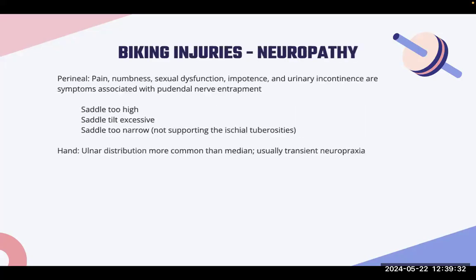And then the last one is neuropathy. Two main ones. There's perineal neuropathy. It's all because of the saddle, whether the tilt is excessive, the saddle's too high, or the saddle's too narrow because your ischial tuberosities aren't being supported. And then, like Tyler said, ulnar nerve distribution of the Guyon's canal. But that's usually transient.